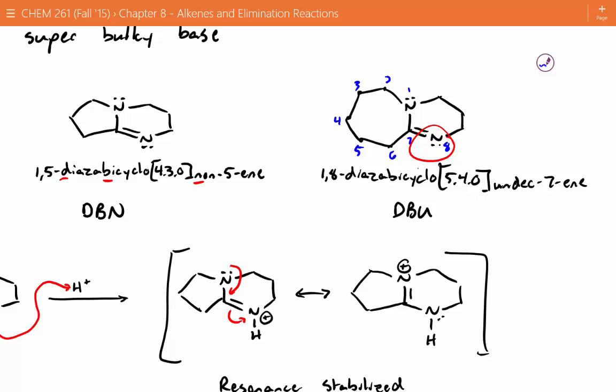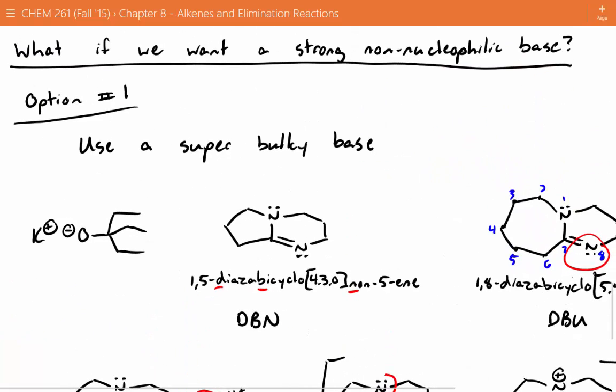Undec simply refers to we've got an 11 membered ring, so we call it an undecane. All right, so we said option one was use a super bulky base, which works really well. This is a common solution to a lot of our problems.